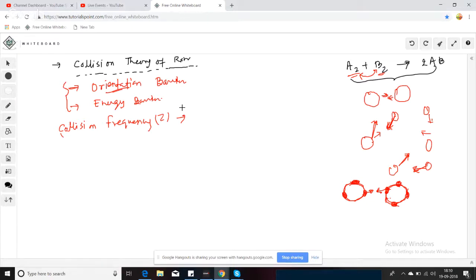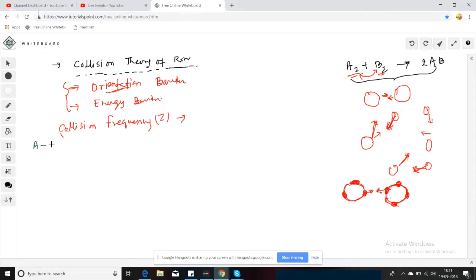Okay. First one, you write down orientation barrier. Write down: the reacting molecules must collide in proper orientation for effective collision. Proper orientation for effective collision. Okay, you see this?